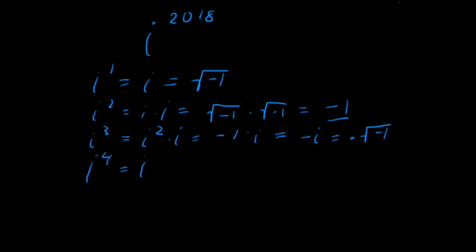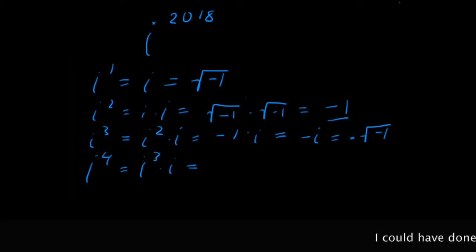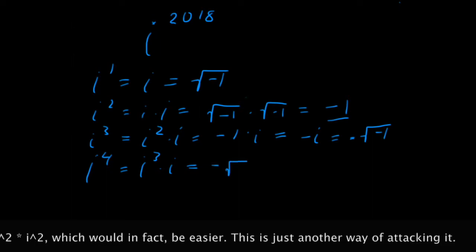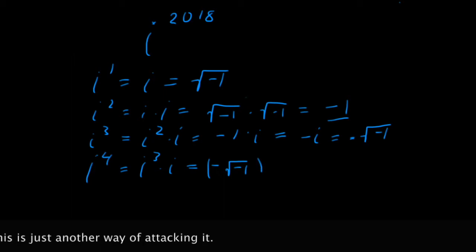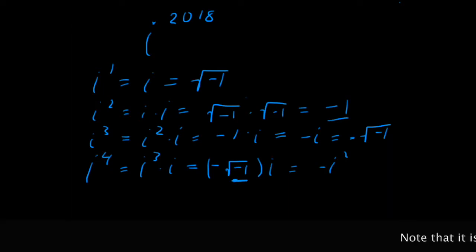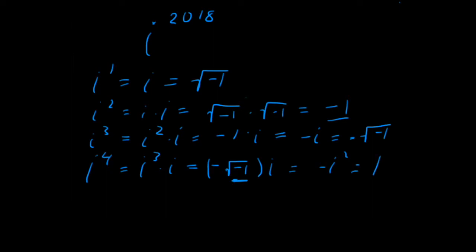Now i to the fourth is going to be i cubed times i. We're going to bring down the i cubed, the negative square root of negative 1, the whole thing, times i, which is basically negative i squared, right, because this is the same thing as i. So negative i times i is negative i squared, which is going to be just 1, right, because i squared was negative 1.